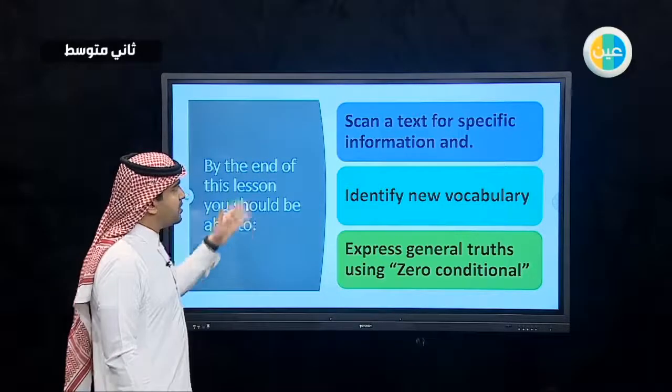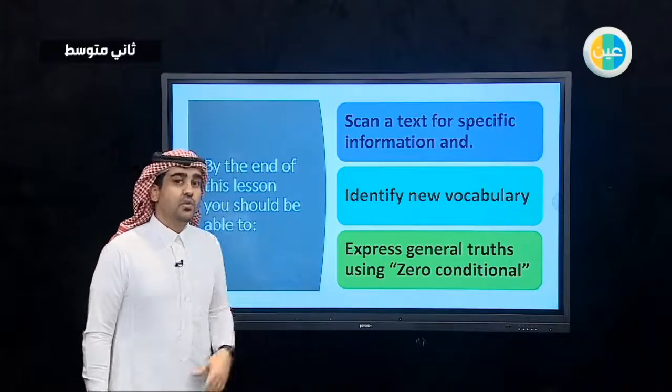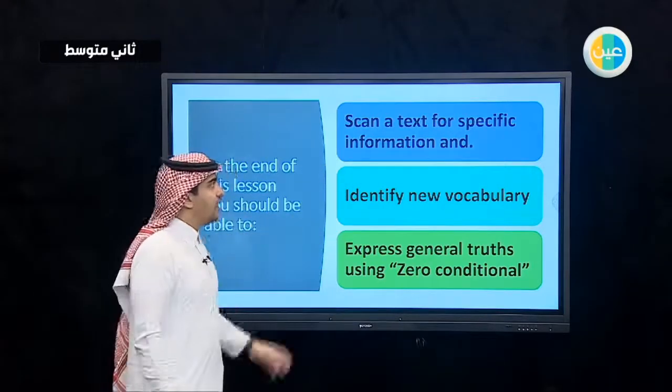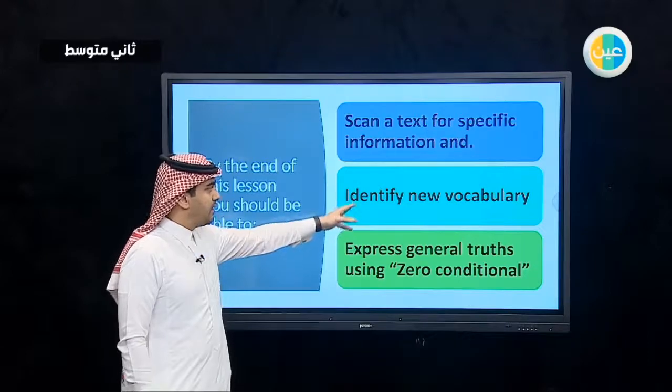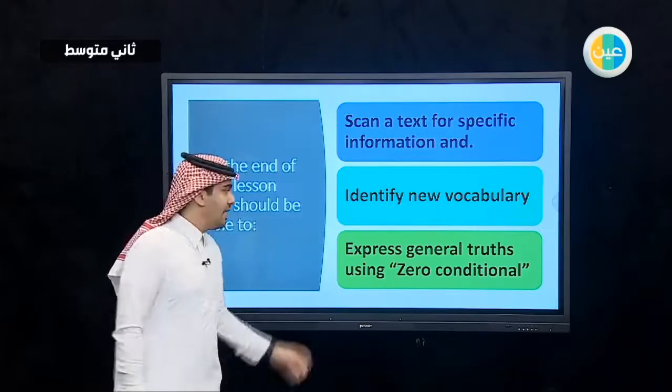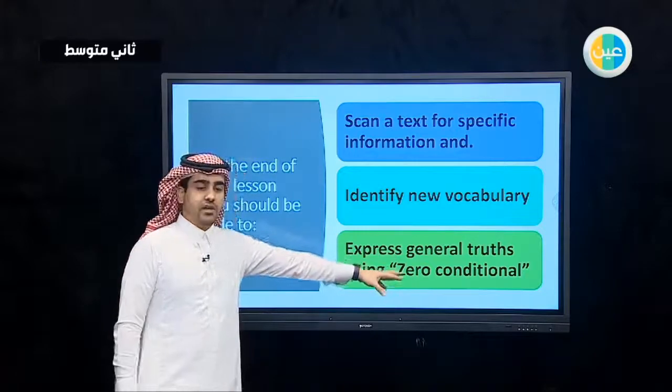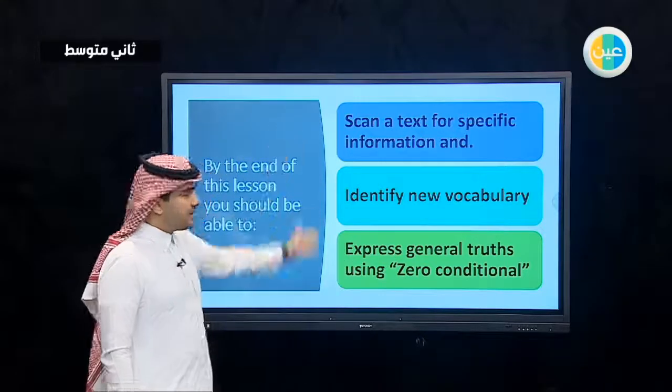One of them is by the end of this lesson you will be able to scan a text for specific information and identify new vocabulary and also express general truth using zero conditional. Okay, so we have three objectives.